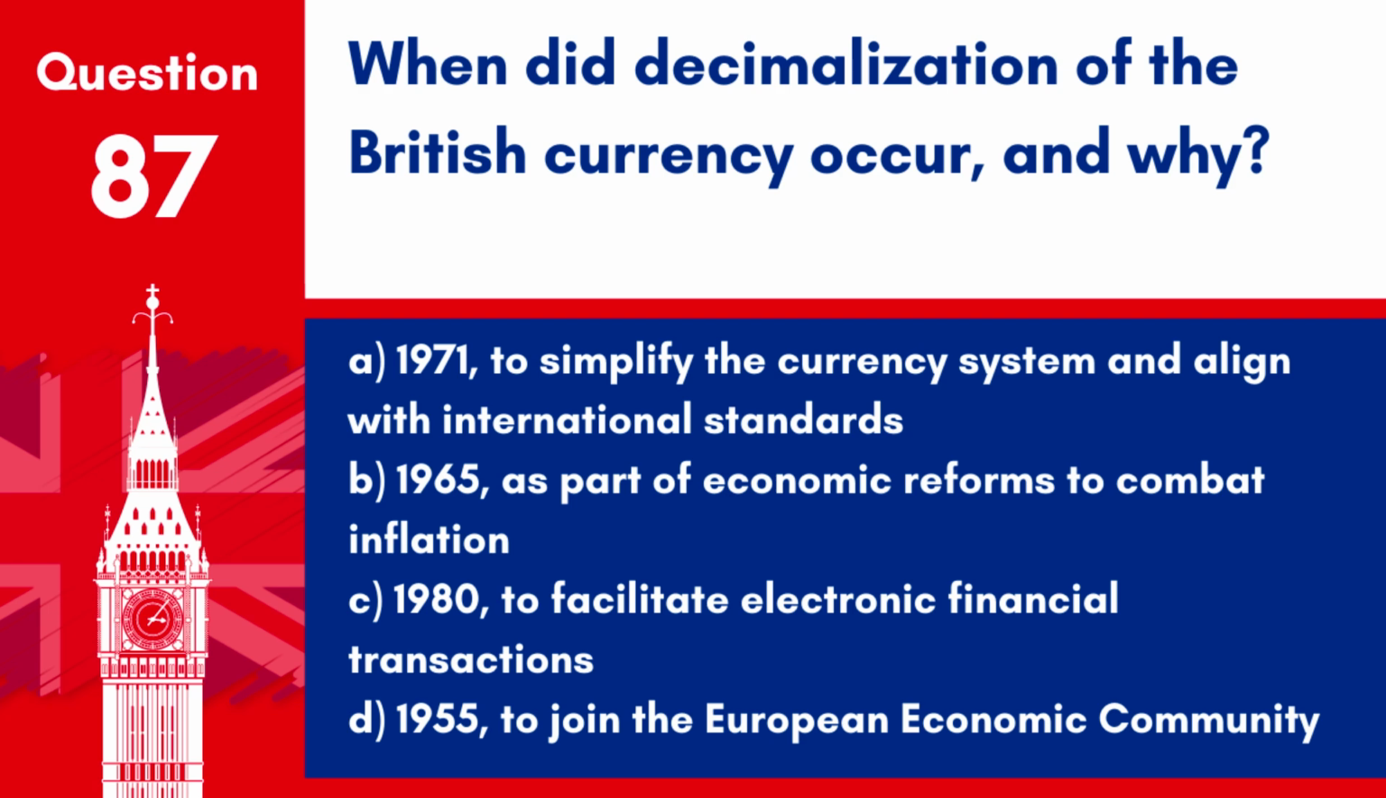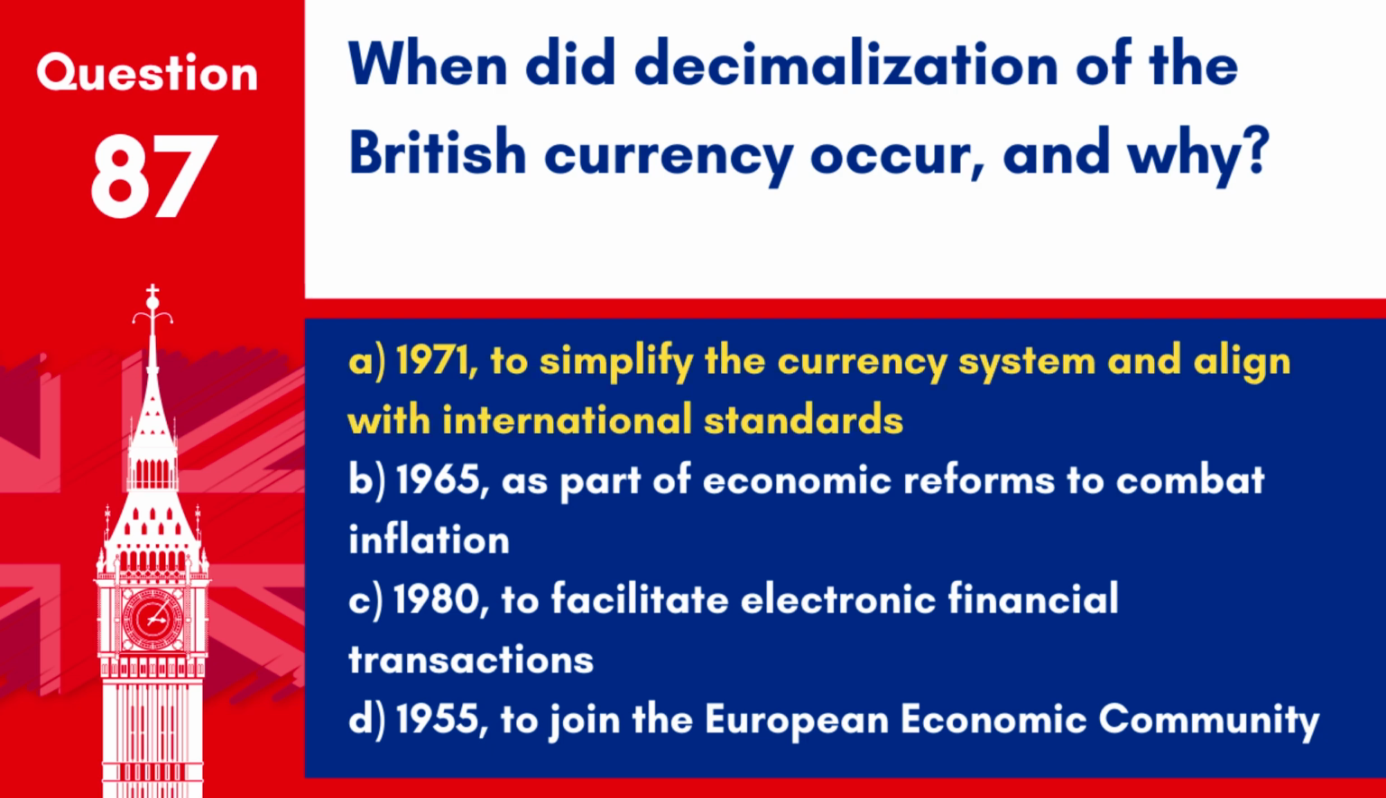Question 87. When did decimalisation of the British currency occur and why? A. 1971, to simplify the currency system and align with international standards. B. 1965, as part of economic reforms to combat inflation. C. 1980, to facilitate electronic financial transactions. D. 1955, to join the European Economic Community.